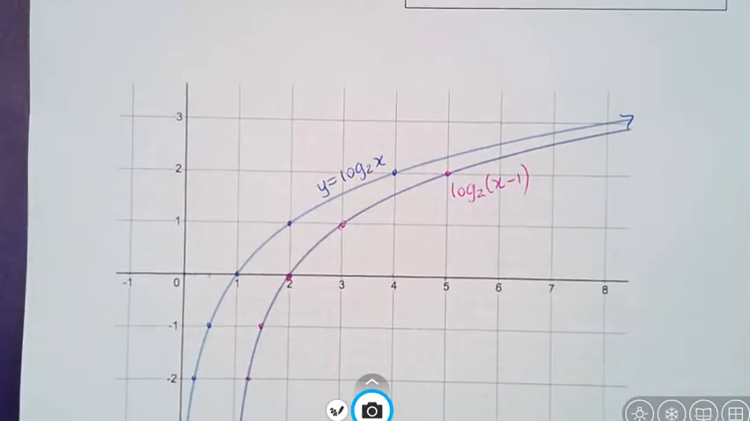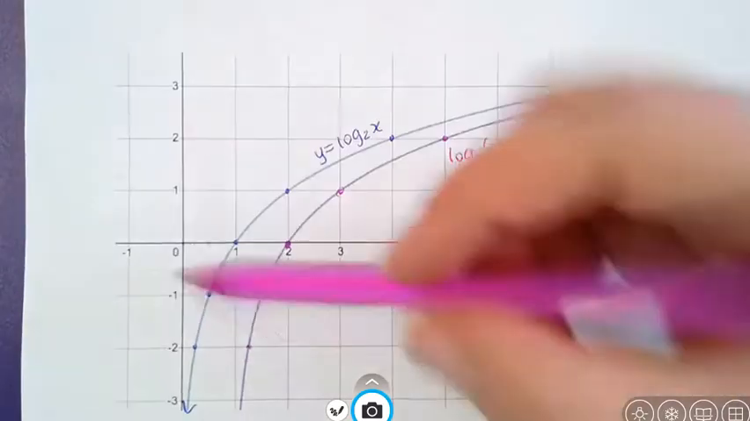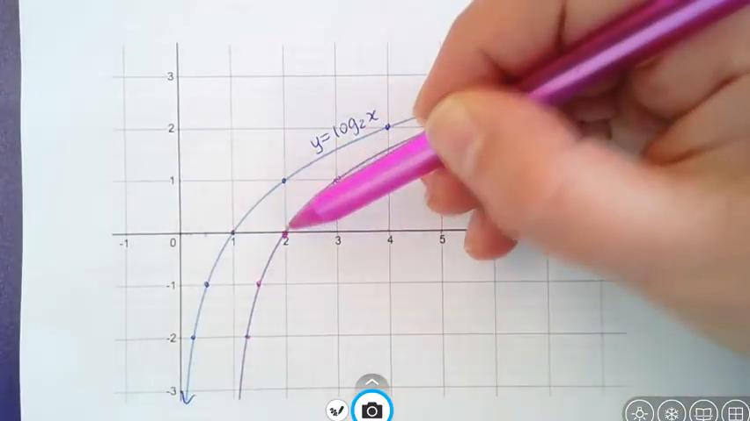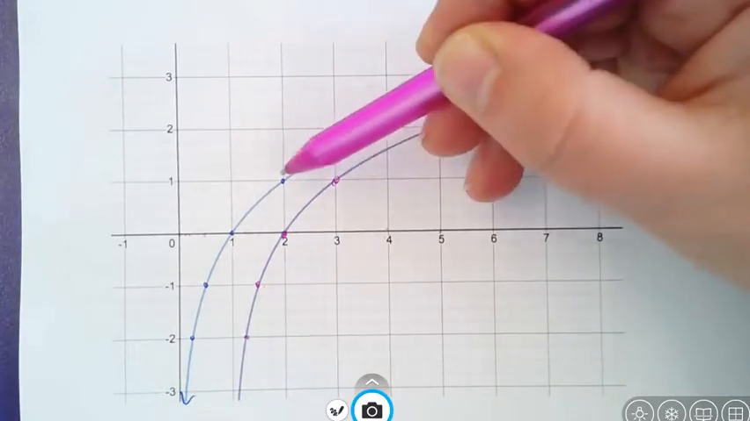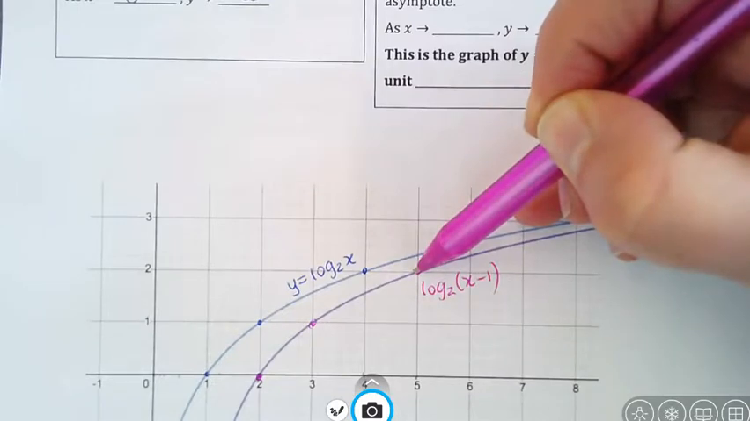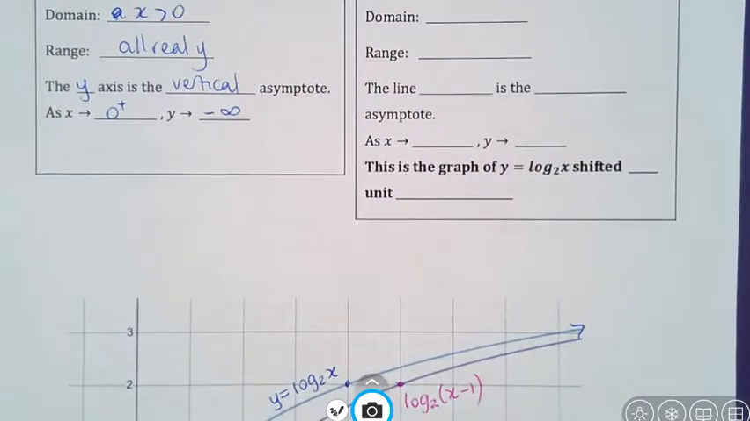It is shifted 1 unit to the right. What you do, you look at the point. See this point? Shifted 1 across to the right. The 1 has been shifted to 2. So that's been shifted 1 to the right. This has been shifted 1 across to the right. Okay? So be careful here with your domain and range.